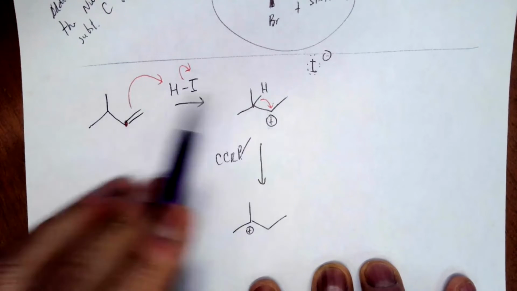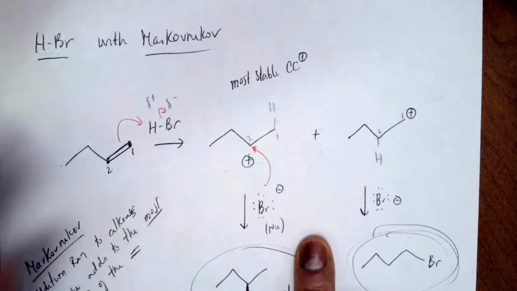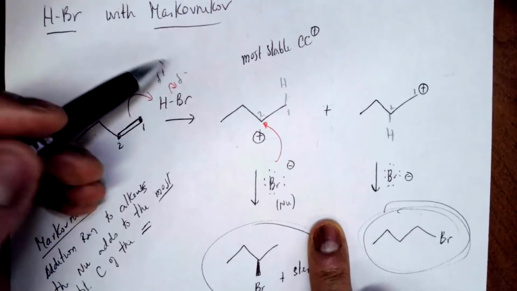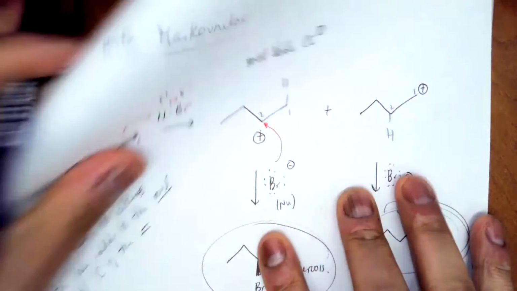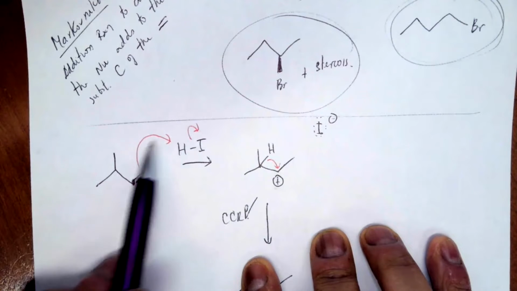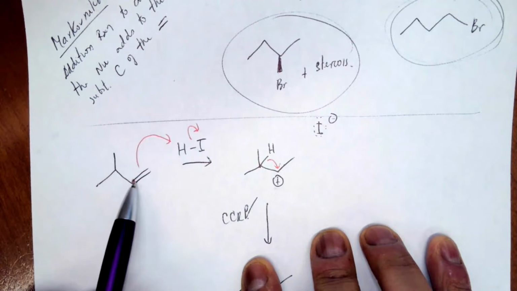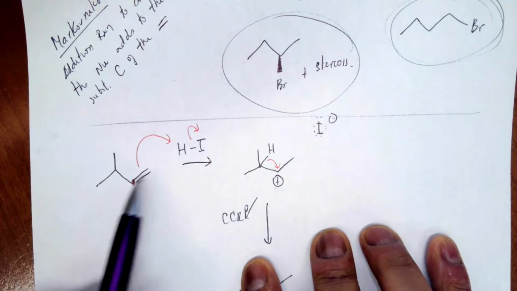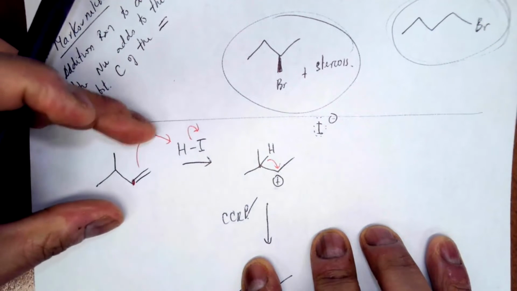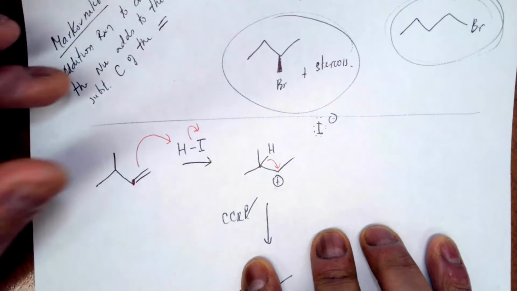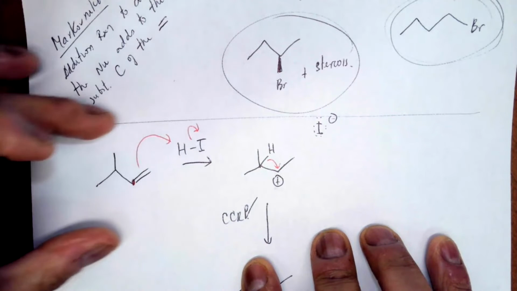Now, did I use Markovnikov before or after CCR? I think here I said after, right? What I really meant is that the nucleophile addition is done after the CCR, not the Markovnikov. The Markovnikov is done as soon as you attack the hydrogen, or you attack the electrophile. The first attack of the alkene, that's when you decide which one is the Markovnikov or anti-Markovnikov. You decide that on the alkene by looking at the alkene, not after CCR. I made a mistake. You have to decide which one is your Markovnikov or anti-Markovnikov as you see it on the alkene.